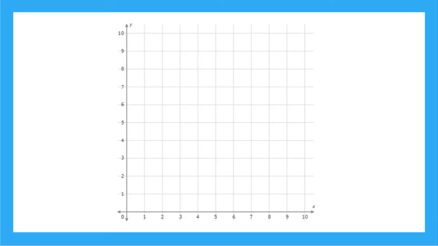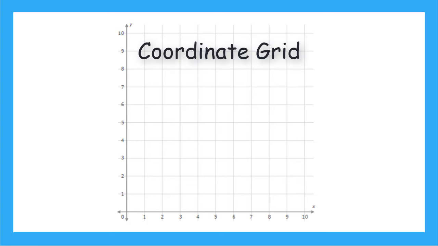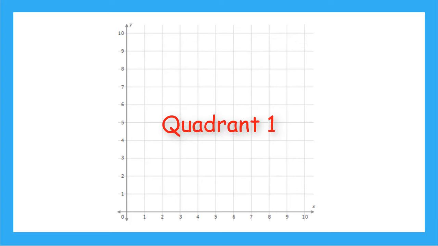A coordinate grid is a grid where points are plotted. Coordinate grids have two or more intersecting lines, like these thick black ones here, that break the grid up into quadrants. A quadrant is a section on the grid. This coordinate grid has just one quadrant, and it's called quadrant one.